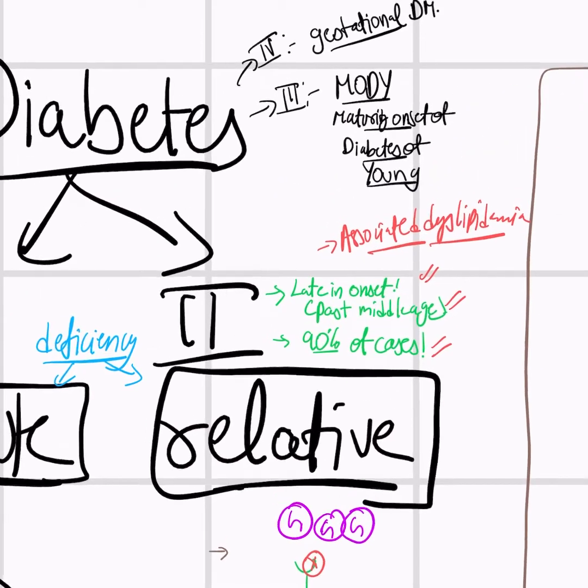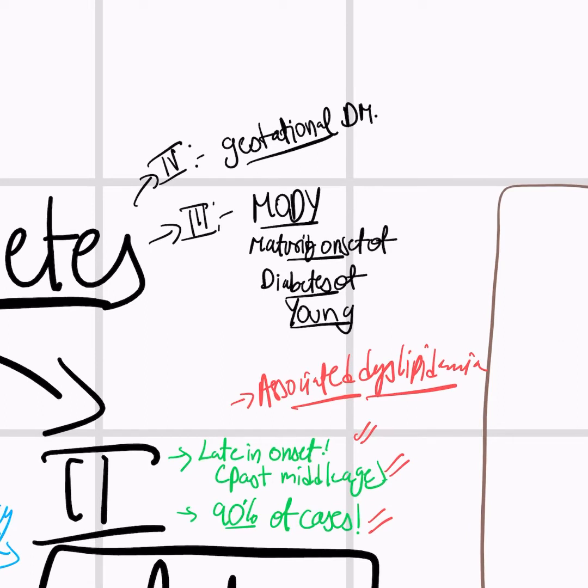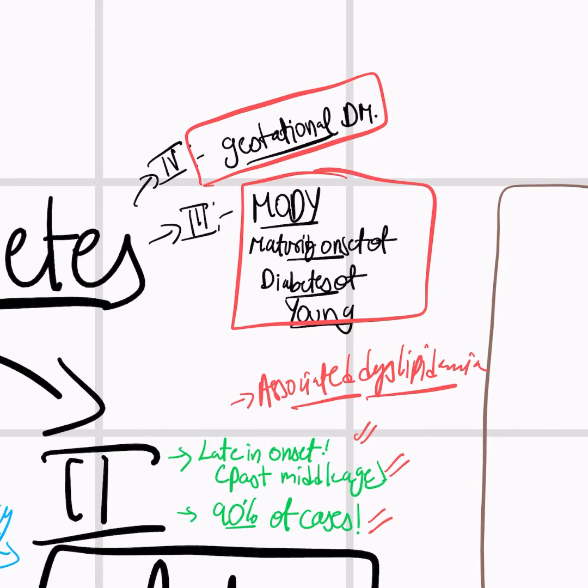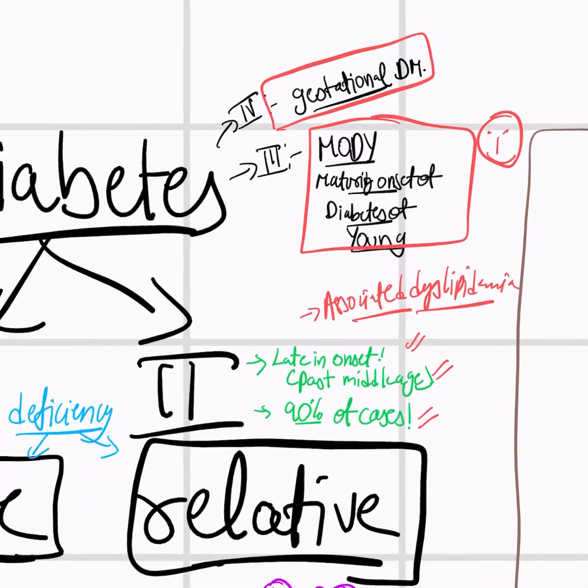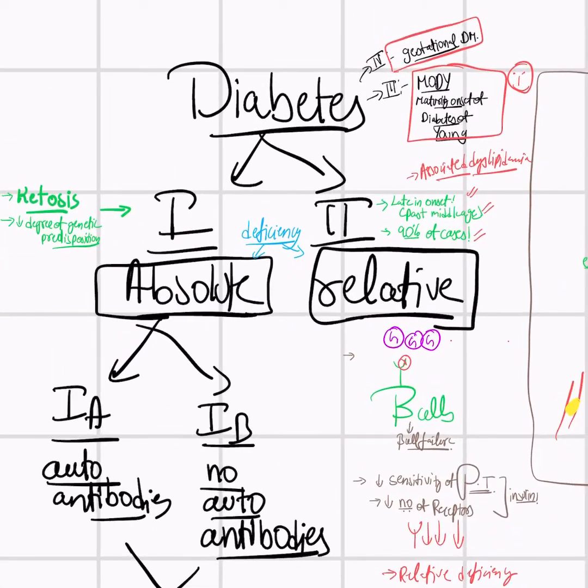There are two other minor types of diabetes, that is type 3 diabetes and type 4 diabetes. Type 3 is MODY, that is maturity onset diabetes of the young, and then you have gestational diabetes. So to summarize the whole content, whenever we say diabetes, it's usually type 2 diabetes, and we always try to prefer to cure type 2 diabetes, and mostly the drugs which we read are going to be regarding type 2 diabetes.